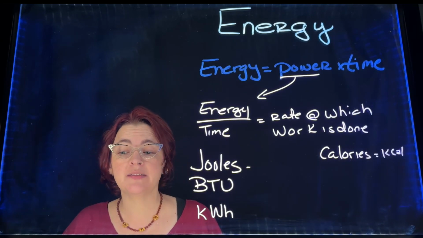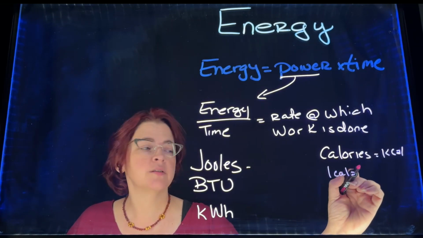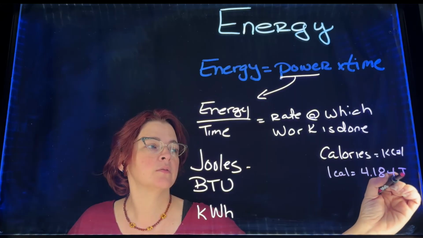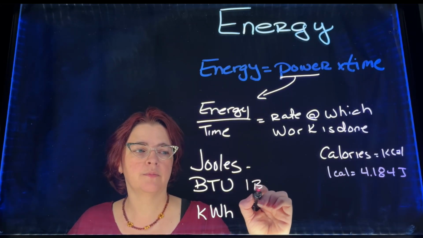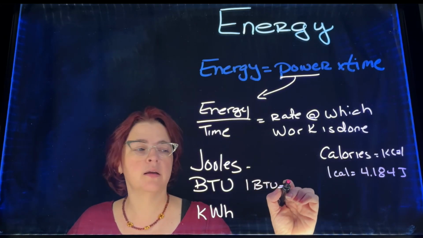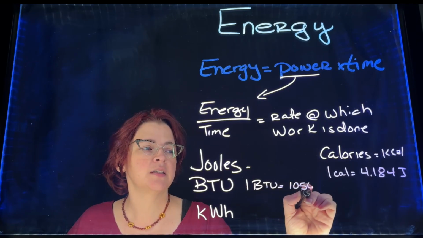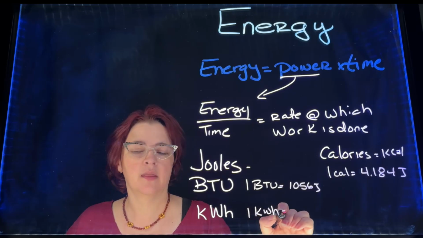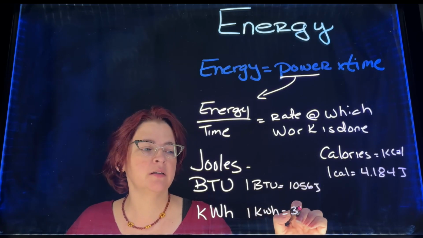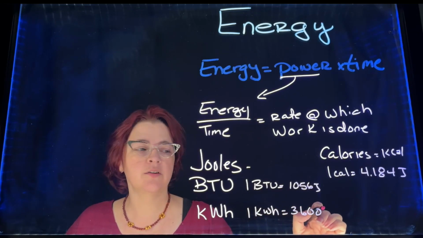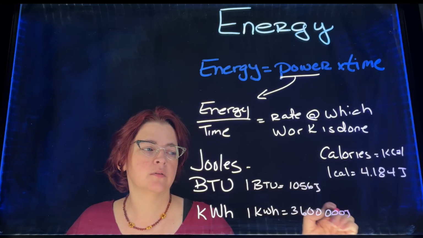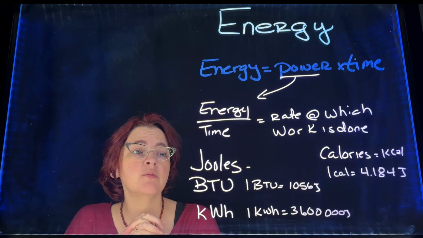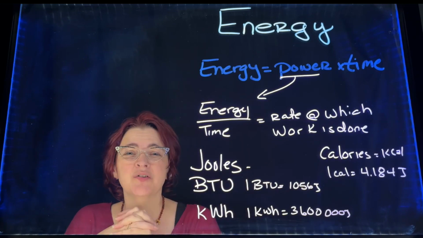Just to give you some conversions, 1 calorie is 4.184 joules. 1 BTU is 1,056 joules. 1 kilowatt hour is going to be 3,600,000 joules. So it's going to depend on the case of when you would use these measures of energy.